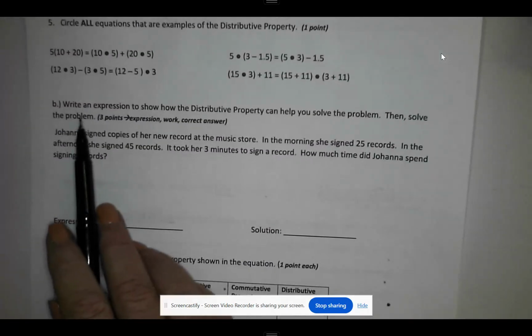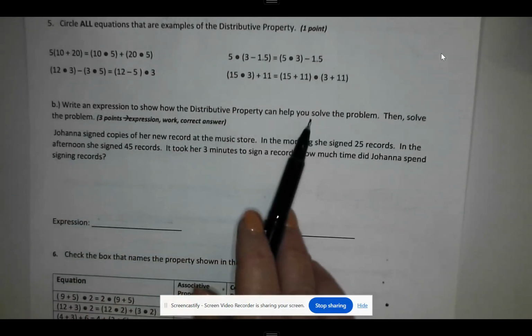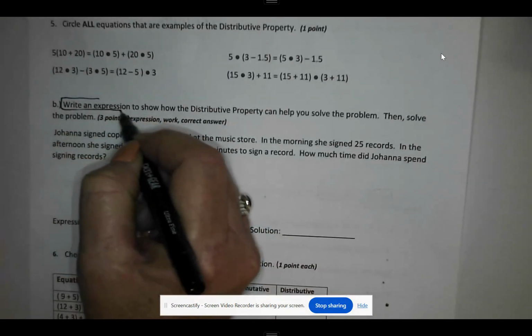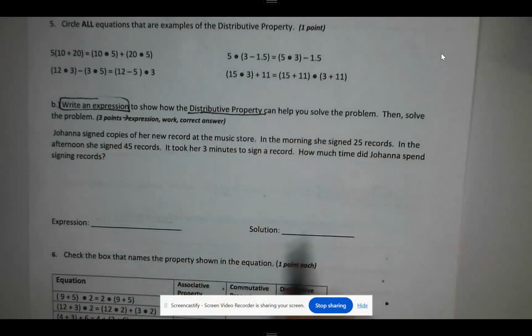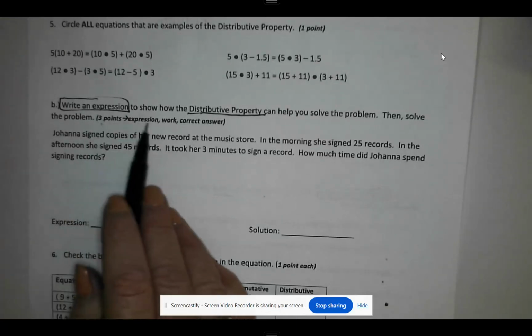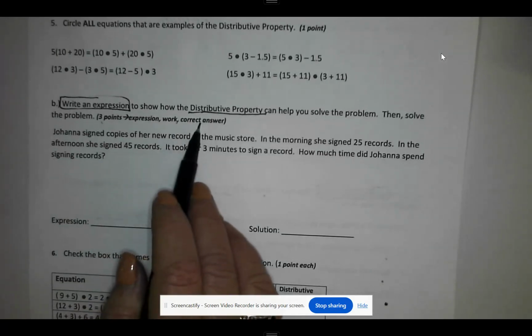Part B, write an expression to show how the distributive property can help you solve the problem. So you're writing an expression to show how the distributive property can help you solve this problem. Then solve the problem. It's worth 3 points. The expression, your work, and the correct answer.